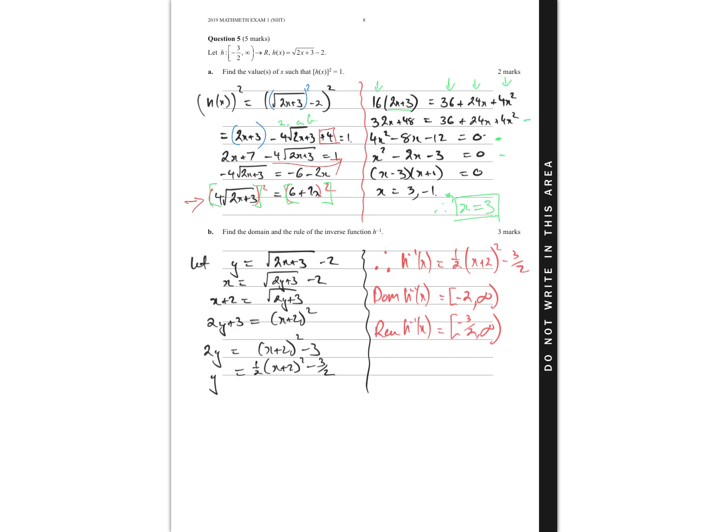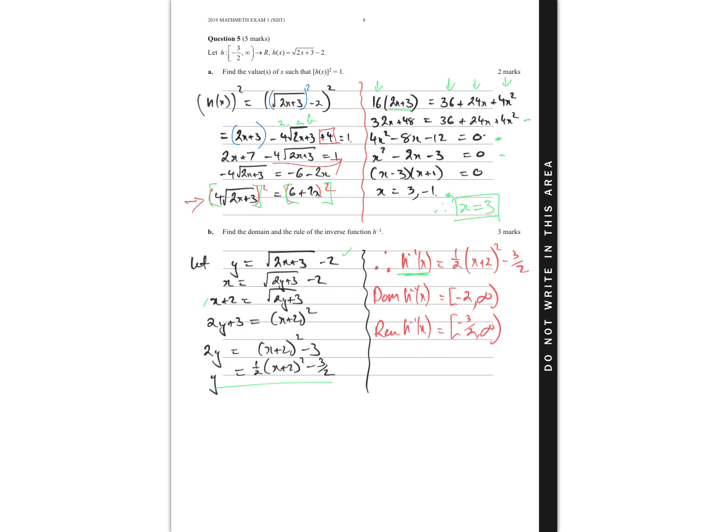So, part B, find the domain and rule of the inverse function. So again, let's rewrite it. y equals square root of 2x plus 3. x equals... bring the 2 across, square both sides, take the 3 and the 2 back. I get y equals there. So that's the hard work done. Attention to detail: h inverse of x is equal to a half of x plus 2 all squared, minus 3, on 2.